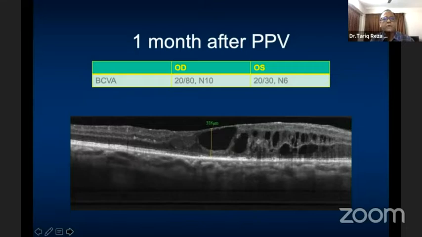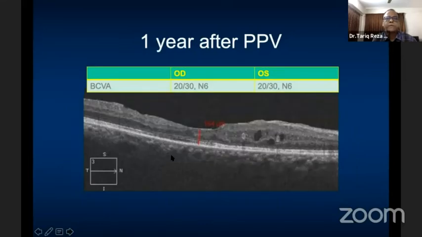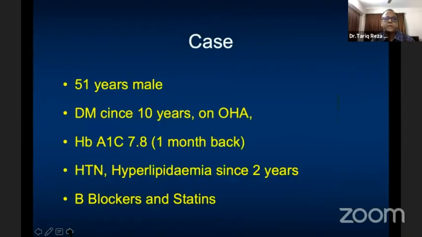This is a very simple surgery. All you retina specialists can do this type of surgery. After vitrectomy, ILM peeling and fluid gas exchange were done. One month after pars plana vitrectomy, the vision improved to 20/80, and after 1 year the vision came to 20/30. This may be a success story for pars plana vitrectomy, but let us see another case.